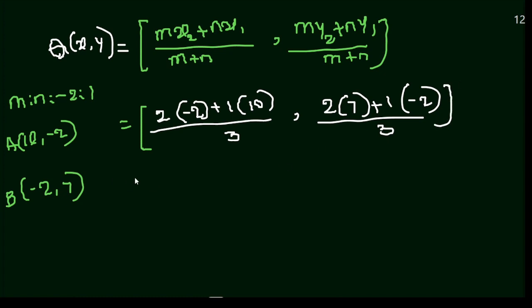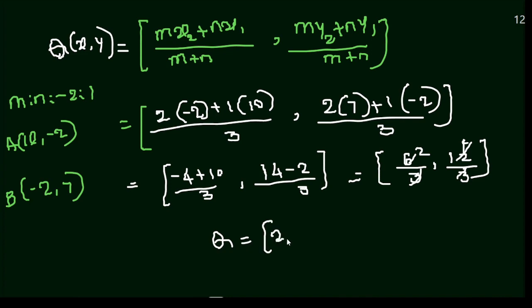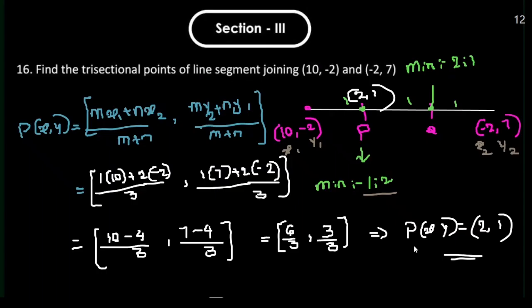So here 2 into minus 2, that is minus 4, plus 10, by 6, so 10 by 3, and 7 twos are 14, minus 2, by 3. Okay, then it is 6 by 3 and 12 by 3. So 3 ones, 3 twos, 3 ones, 3 fours. So the Q point is 2 comma 4. Got it? So Q divides in the ratio 2:1 and Q is 2 comma 4. These are the points. Right? Now let's see the next question.